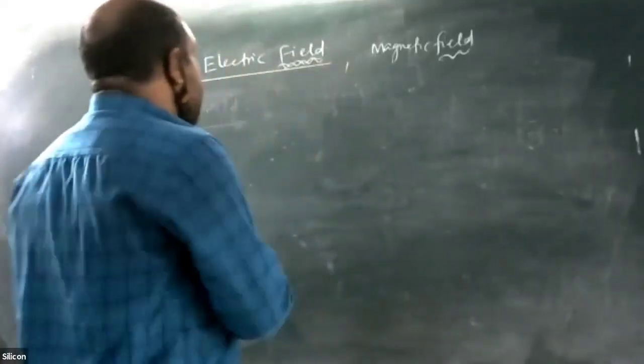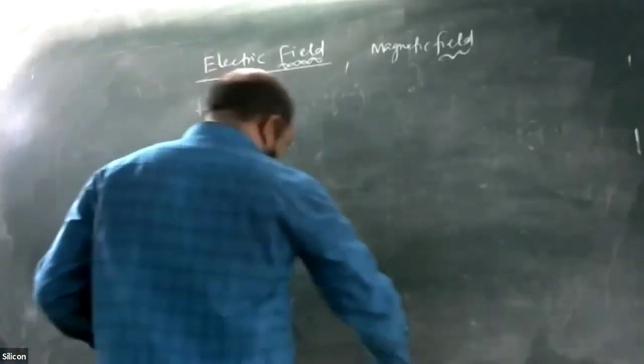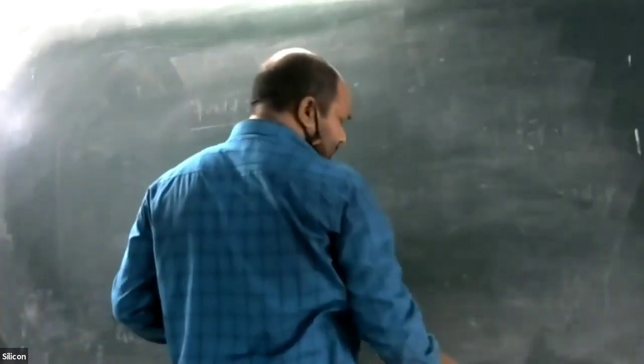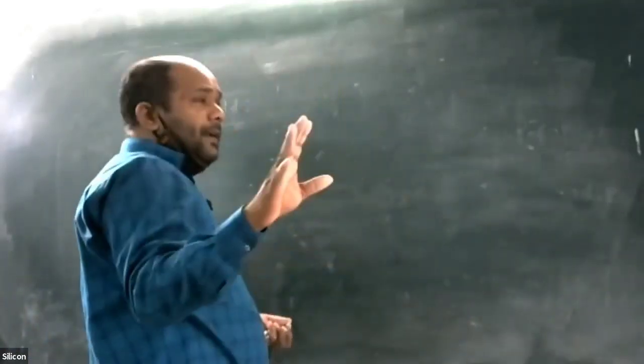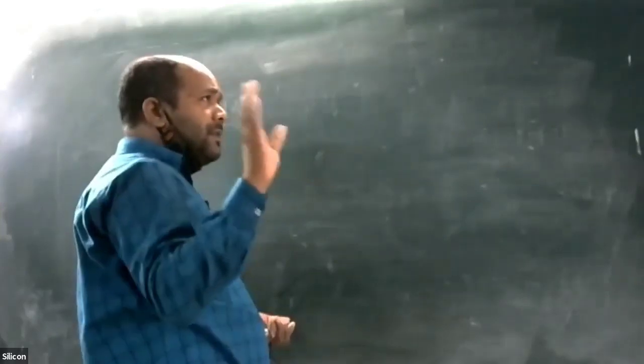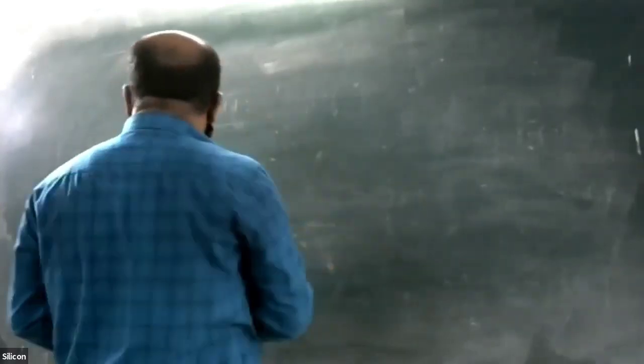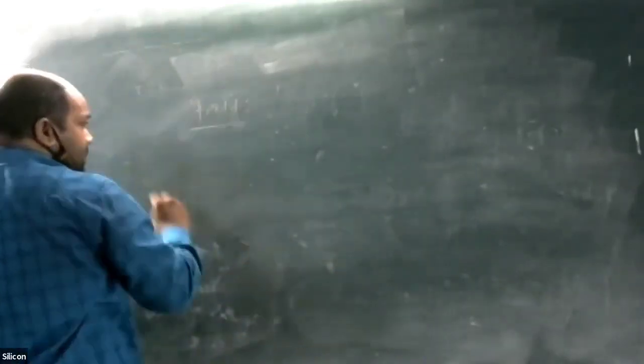Now I hope the field concept is clear. Magnetic field I am not discussing till this point, I discussed only the field concept. I hope this field concept is clear to all. Next we will go for introduction to vector.